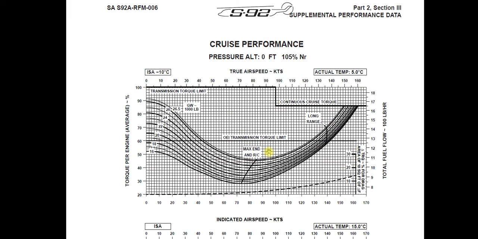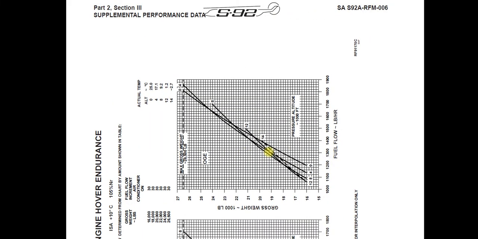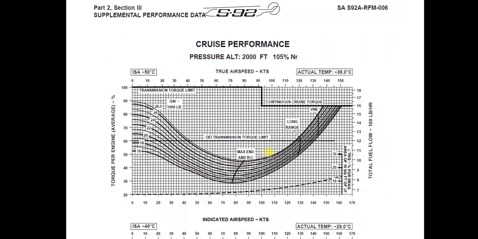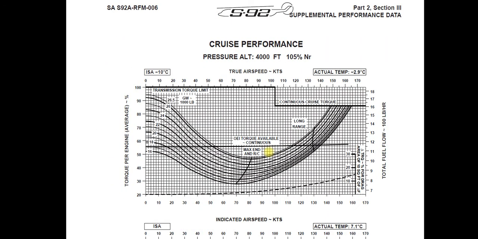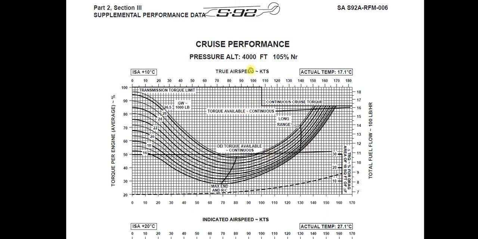Okay, it's just to zoom in on one chart. So normally, if you wanted to look up your performance for the aircraft, you'd open up this chart. Okay, that's 0. Let's go to one that might be a little bit more realistic. Okay, 4,000 feet plus 10. So you might be cruising at 4,000 feet pressure altitude with ISA plus 10. You'd enter here to find out what your max endurance, long range, continuous cruise, continuous torque available, etc. If you've got your gear down, what your delta torque is. There's a whole bunch of information you can get from this chart.